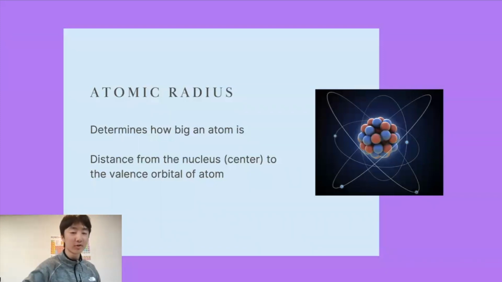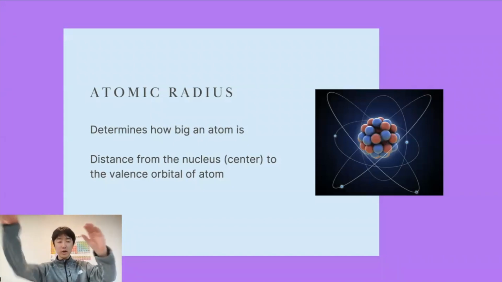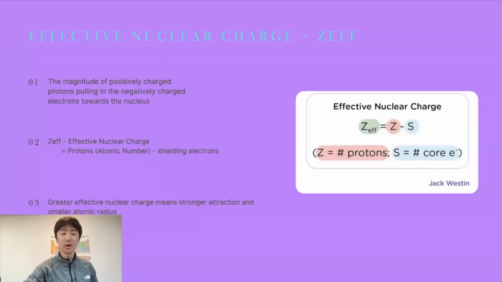Atomic radius determines how big an atom is, and it's the distance from the nucleus, the center, to the valence orbital of the atom, which is the exterior. Just like how a radius in a circle is the distance from the center to the exterior, this is the distance from the nucleus to the valence orbital, right?